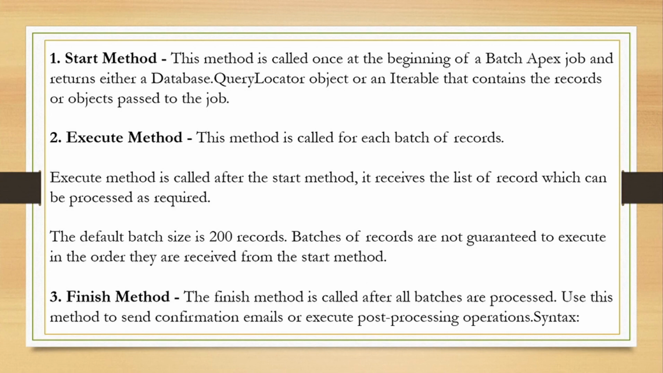Suppose you have 1000 records and here 5 batches. After the start method is processed, it goes to the execute method, and the execute method processes them in chunks of records. The default batch size is 200 records, and batches of records are not guaranteed to execute in the order they are received from the start method.